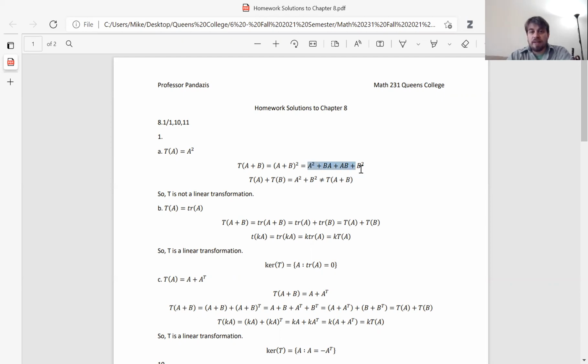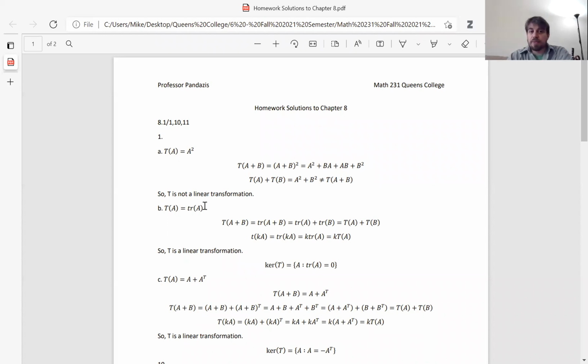And you can see that T of A plus B was this, T of A plus T of B was this, and they're not the same. So T of A plus T of B does not equal T of A plus B. And so T is not a linear transformation because these two are not equal.